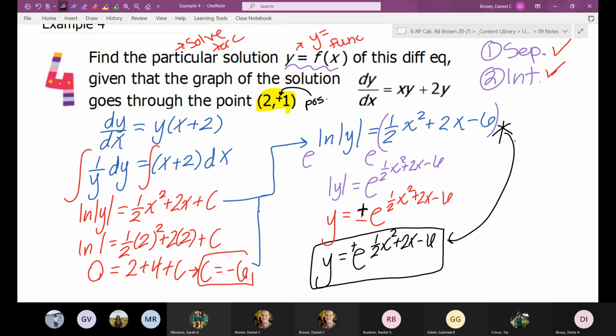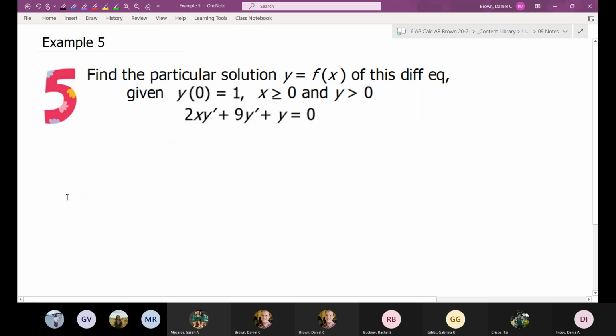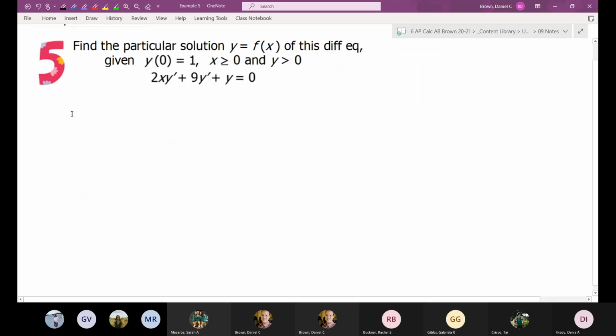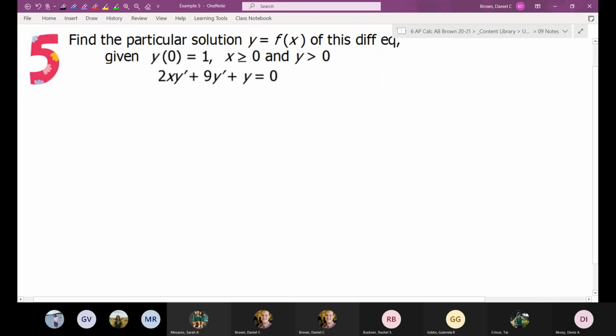All right, one more. I want to do at least one more that had some logarithms. This one has a little bit more logarithms than that one. But we do often see logarithms for these problems just because of how they work out. So looking at this one, I have find the particular solution, so we are going to have to solve for c, given that y of 0 is equal to 1, and x is positive and y is positive, and then we have this differential equation, 2xy prime plus 9y prime plus y is equal to 0.